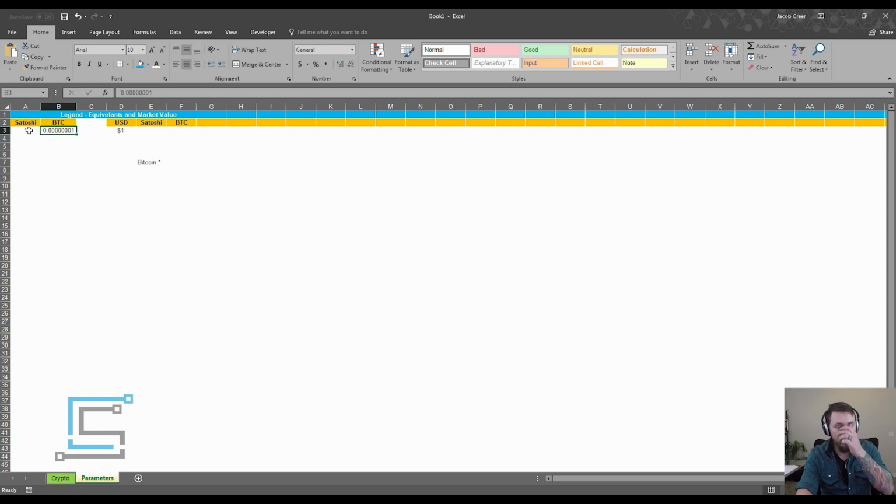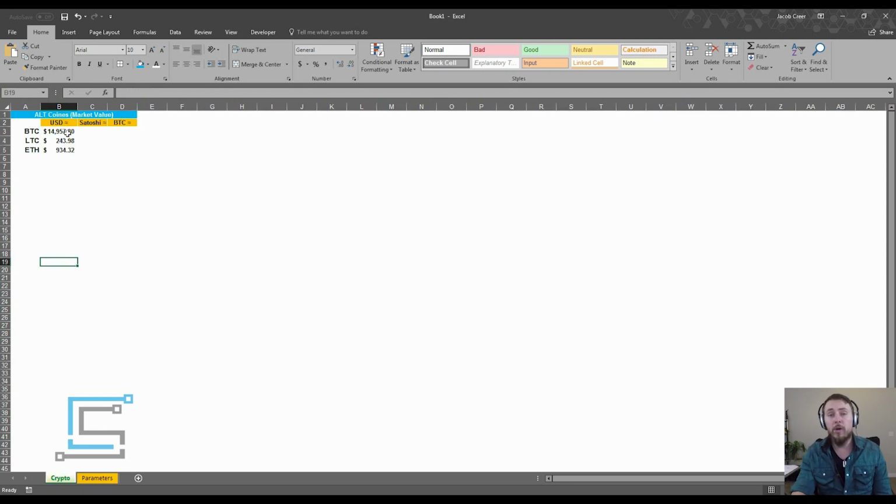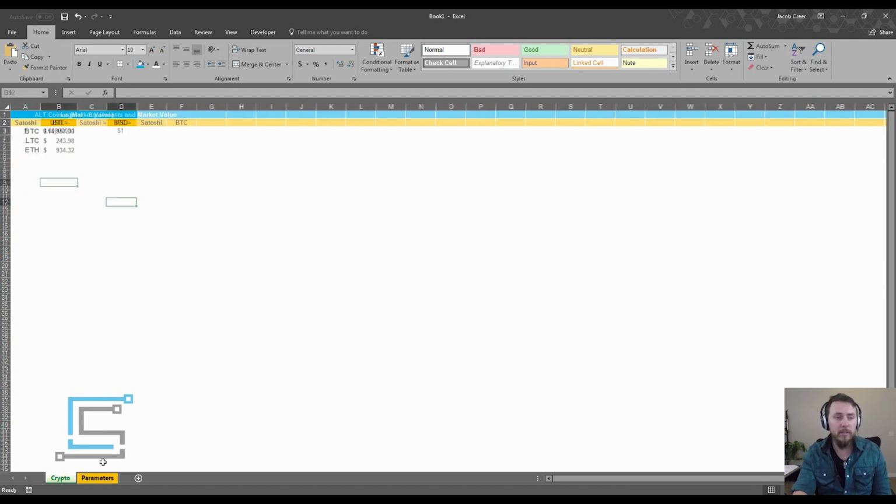But we need to actually set up our named ranges here as well so that we better understand these. So we're going to call this Satoshi, and then we'll call this one BTC equiv Satoshi. Okay, so now that we have our market values for the coins that we're planning on investing in or have already invested in, we need to go back to the parameters tab and we need to figure out our Satoshi per US dollar.